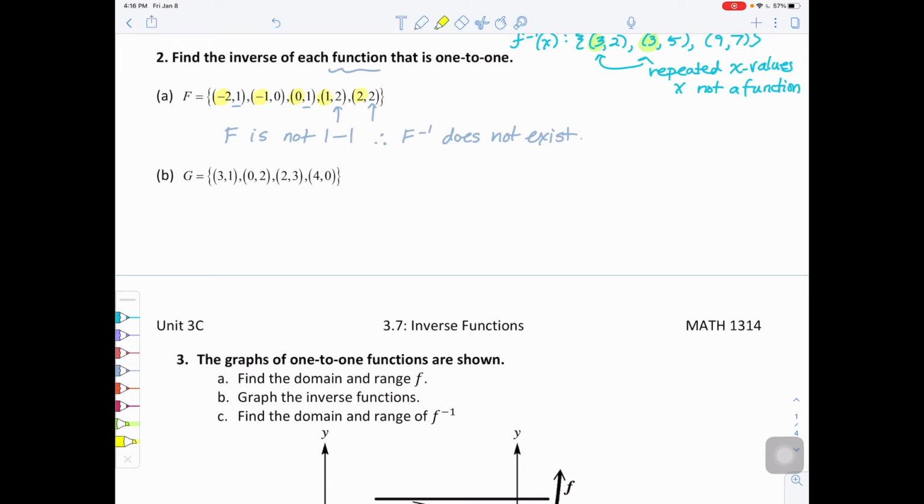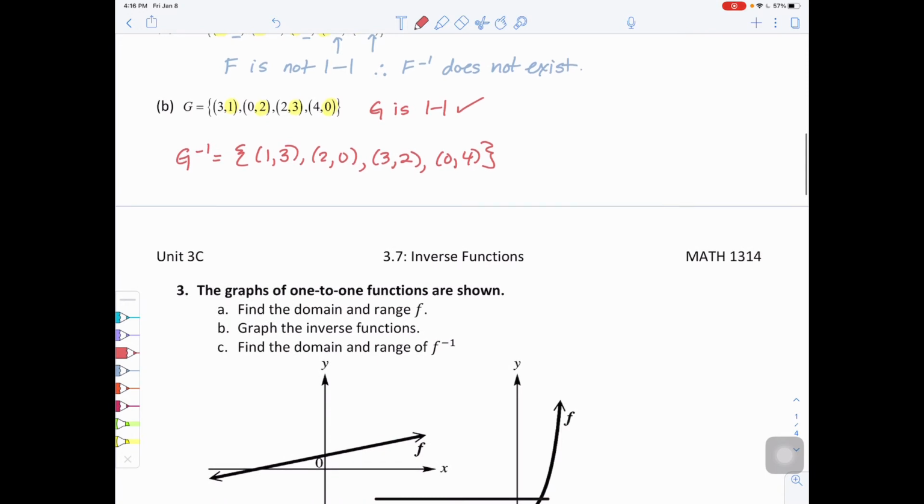Let's go ahead and take a look at g. Since we were already told it's a function, let's look for repeated y values, and I don't see any. So g is a one-to-one function. Now let's go ahead and find g inverse. You can put an equal sign, or this time I'll just use set notation: (1, 3), (2, 0), (3, 2), and (0, 4). So there is g inverse, just interchanging the x and the y values. Interchange the domain and the range.